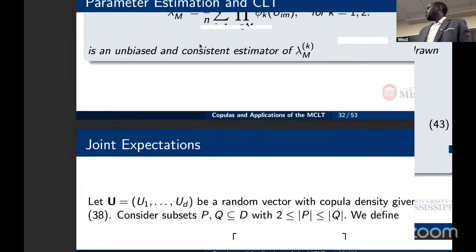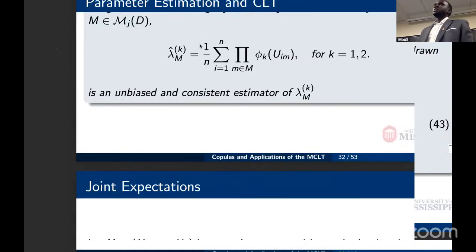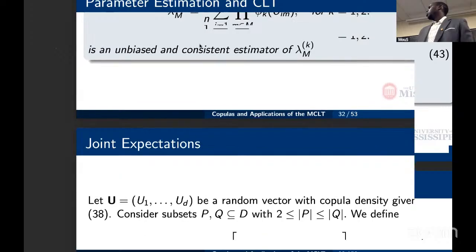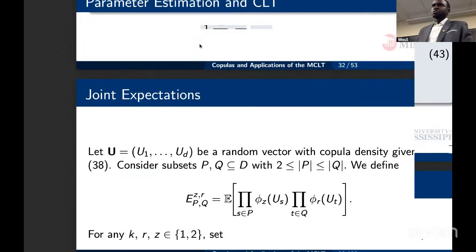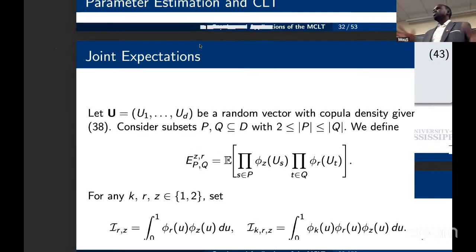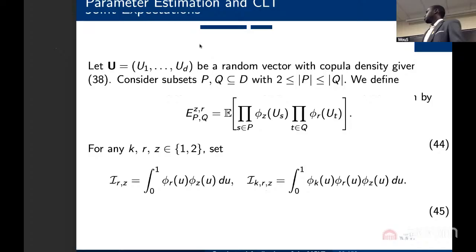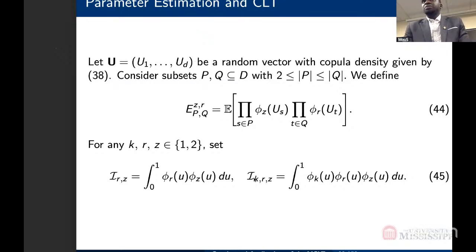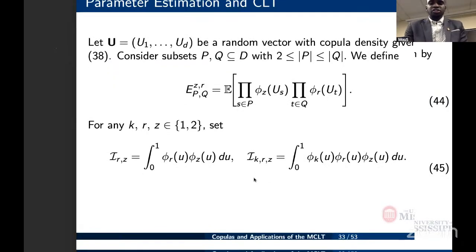After we estimate something, as we said earlier, we need to find the limiting distribution of any vector of that. But before we do that, we need to express the joint expectations of any two products of transformations that we have. R and Z could be different, S and T could be different. So how can we handle this expected value given by equation 44? We use the notations I or Z and I, K or Z because these integrals appear all the time in our expectations and they are the same. So we use these simple notations to make things easier. So 45 is just a notation.